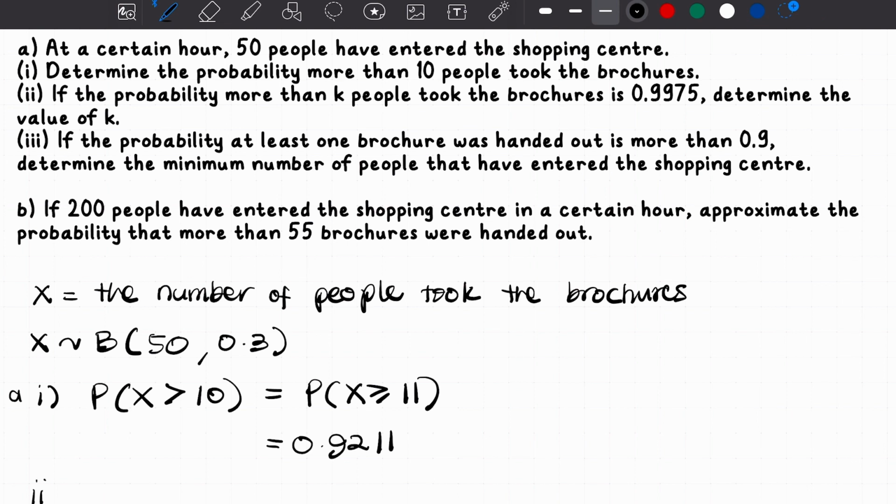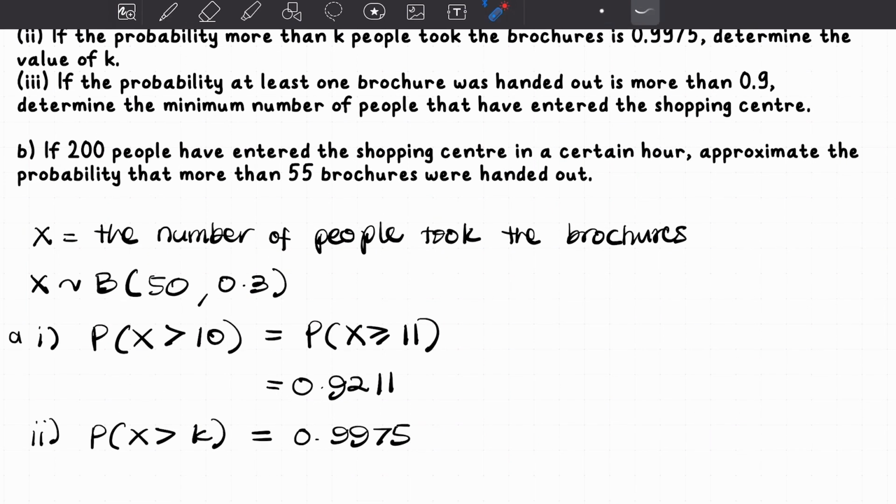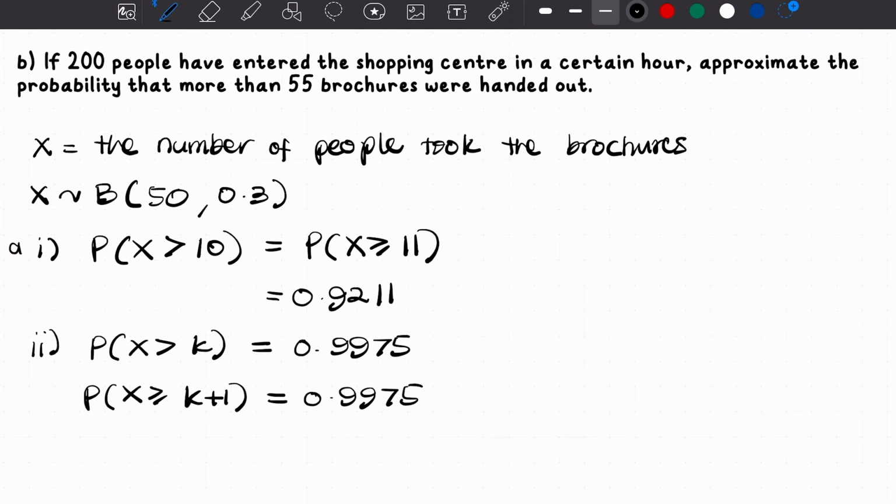Question number 2. If the probability more than K people took the brochures is 0.9975, we can write down as probability X is more than K is 0.9975. Determine the value of K. To read the table, just like the first question, if it's X greater than 10, we write down X greater than or equal to 11, where we add 1 to 10. So to read from table means we need to write down X greater than or equal to K plus 1, which is equal to 0.9975. Now let us read from the table.